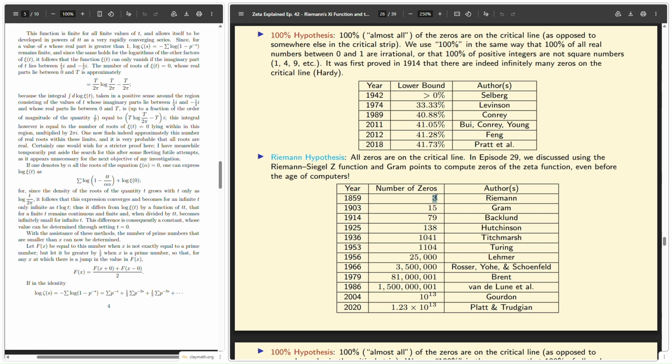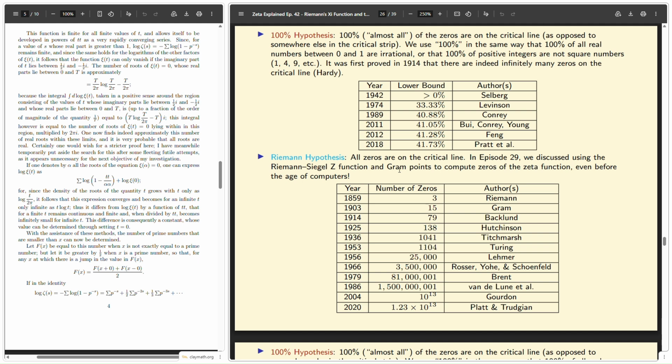Riemann proved that the first 3 zeros are on the critical line back in 1859. And to figure this out, like we mentioned, we spent episode 29 figuring out how to visualize, compute, or verify the Riemann hypothesis. We discussed using the Riemann-Siegel Z function and Gram points to compute zeros of the zeta function. Note that many of these results are even from before the age of computers. Right now it is known that the first 0.2 times 10 to the 13 zeros are all on the critical line, so they all satisfy the Riemann hypothesis.